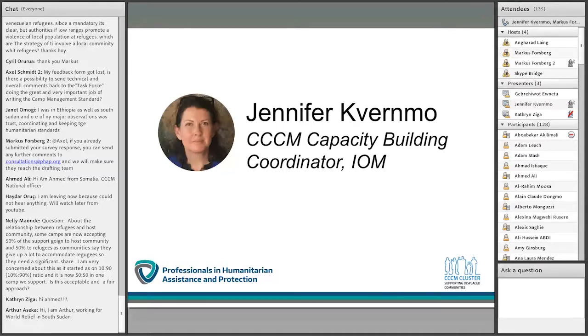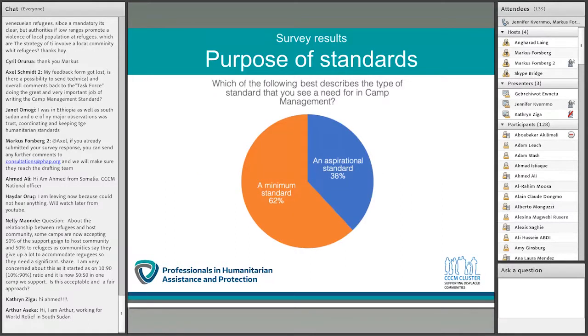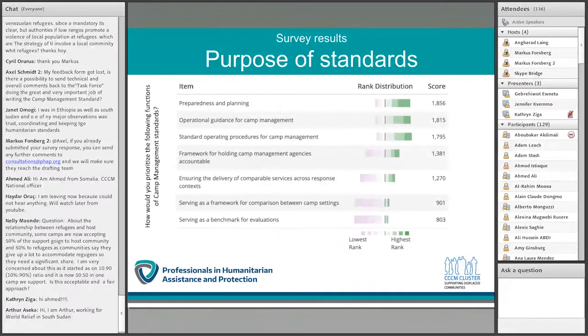And could you go back to the slide that showed the feedback? No, the one before that. That was really great. About using it in preparedness and planning. If only we could use it more in preparedness and planning.